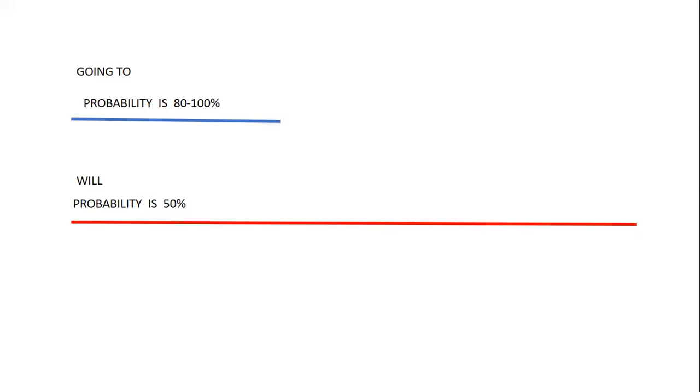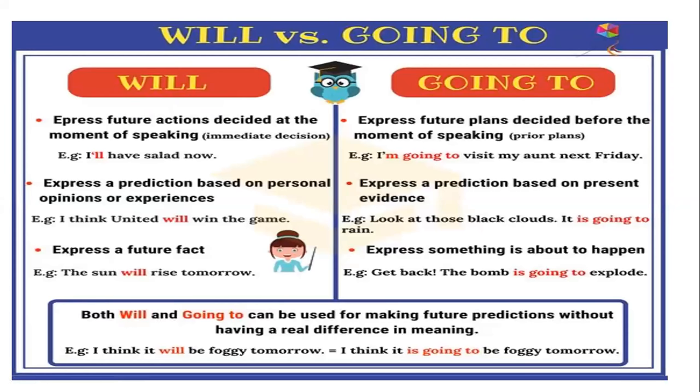So that's the difference between going to and will. For going to, we are talking about a short term future, a high probability, and with will, you're talking about half a probability and very long term plans. So let me explain a little bit more this. We use will to express future actions decided at the moment of speaking. We can say that this is an immediate decision. Example, I'll have salad now. It's okay, you will have it now because you're ordering your meal.